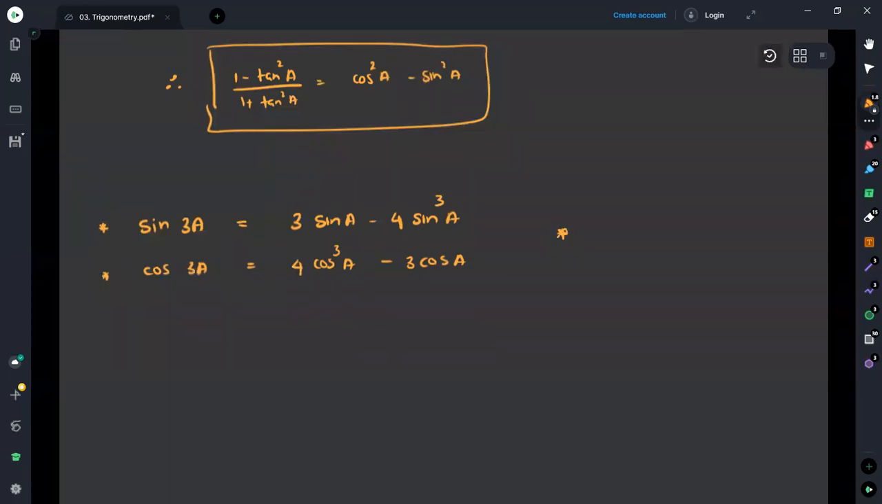As a hint, I will say that we can use the compound angle formula to prove these two trigonometric identities. And this is all I need to discuss for this session. Thank you all for your participation.